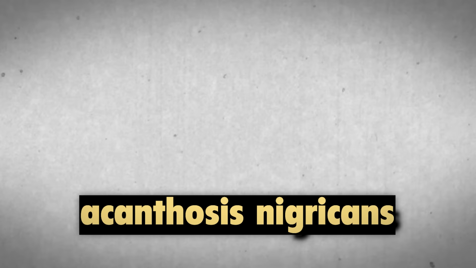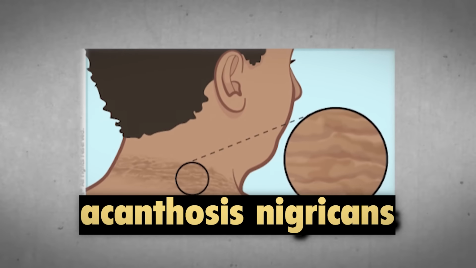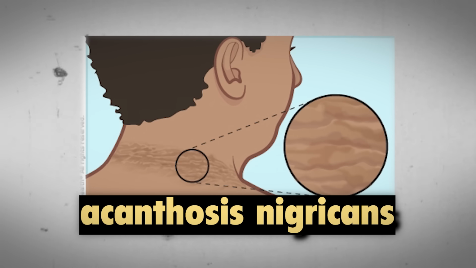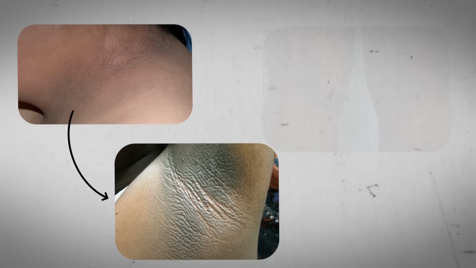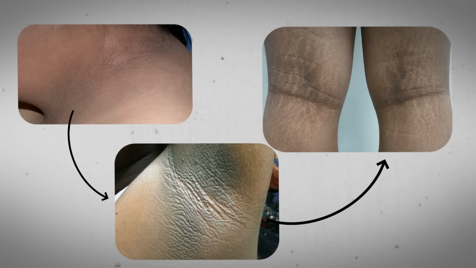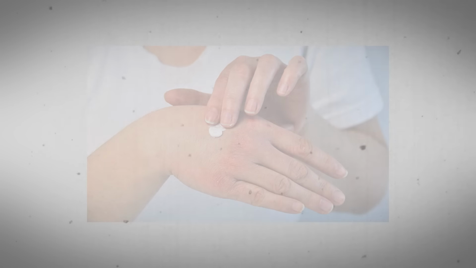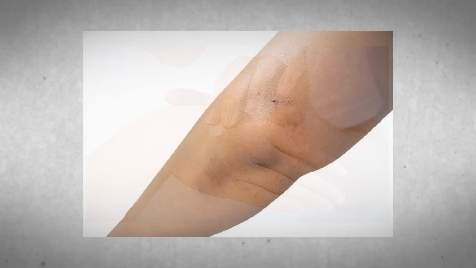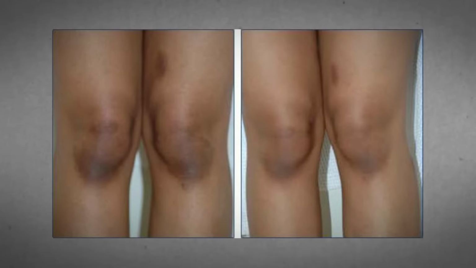The first one is acanthosis nigricans. This skin condition causes a dark patch or band of velvety skin that can appear in body creases such as your neck, armpits, or groin. Sometimes the patches can also appear on your hands, elbows, or knees.